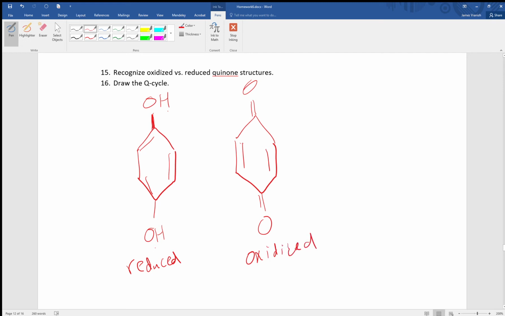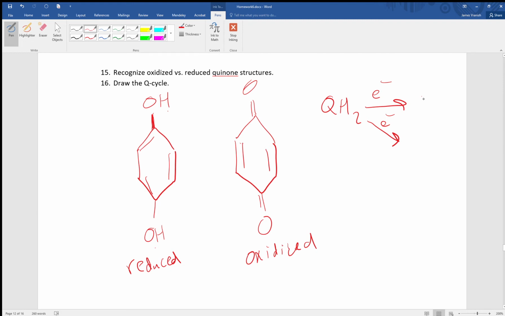On number 16, draw the Q cycle. The Q cycle starts off with the reduced form of a quinone. We'll draw it as QH2. Now, the key thing for the Q cycle is there are two different paths. Quinones, when they're fully reduced, like QH2, contain 2 electrons that they can donate.